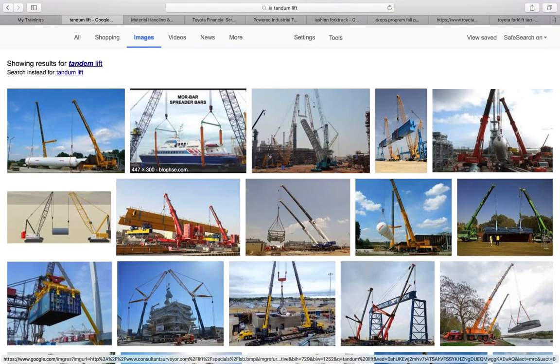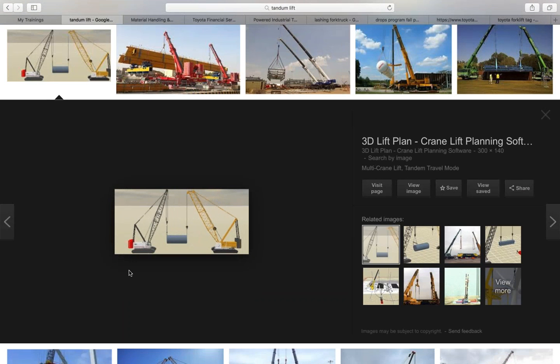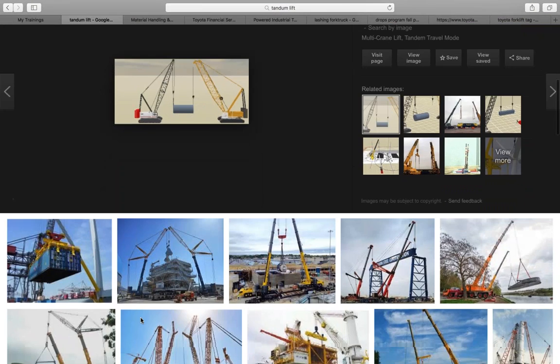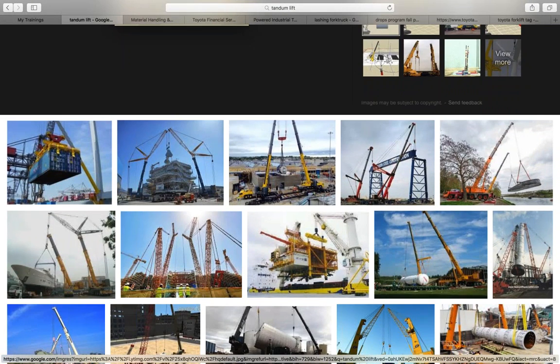This is what I'm talking about right here, folks. Anytime we're using multiple cranes like this, we're looking at a tandem lift. Okay, that's going to automatically be a critical lift. Okay. All right, good. So let's keep on going with tool safety now.